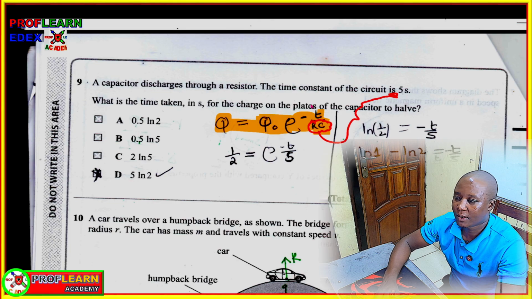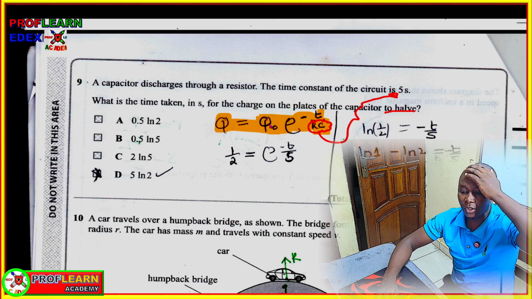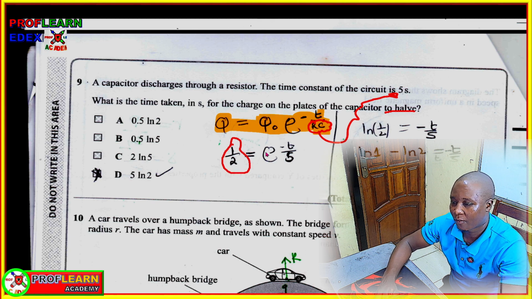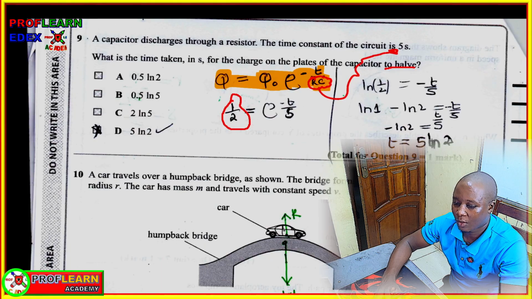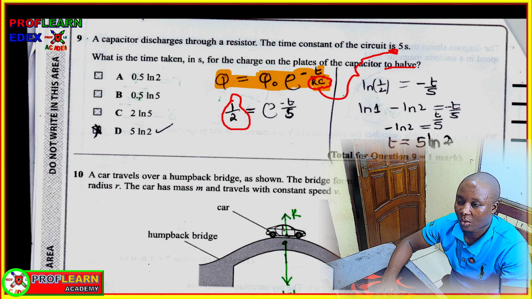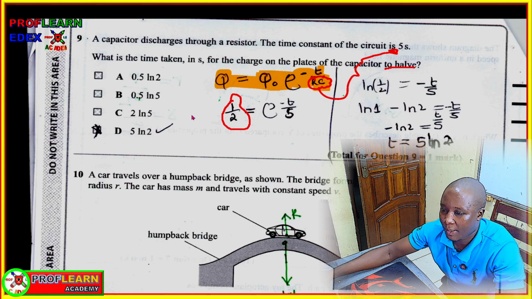But we are told how long it takes for the charge to halve. So Q over Q naught, which is Q original, is going to be a half. Then at that point, once we've gotten that, we are going to introduce natural logs, whereby we have ln of a half equals ln of e to the power of that. So I just introduced ln here, and also I introduced ln here.